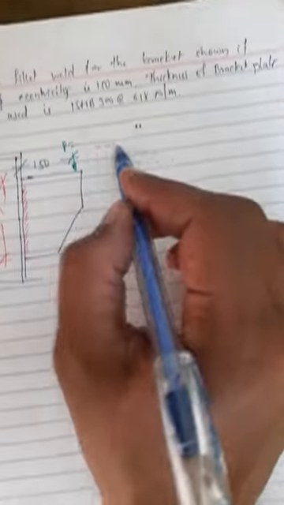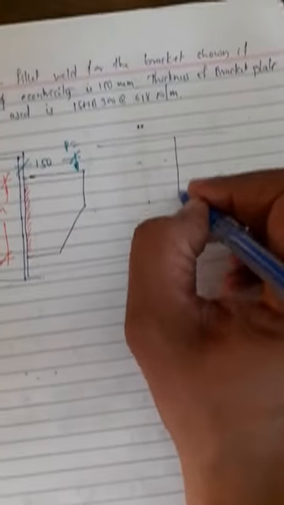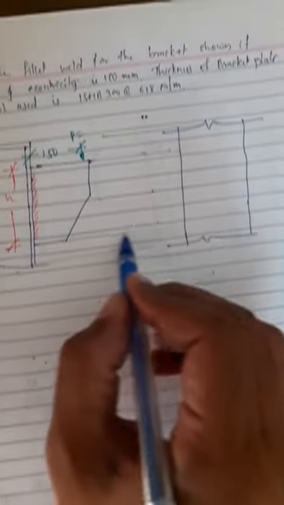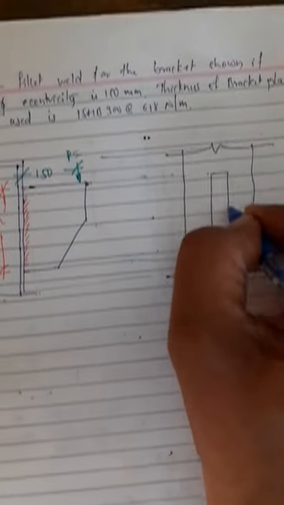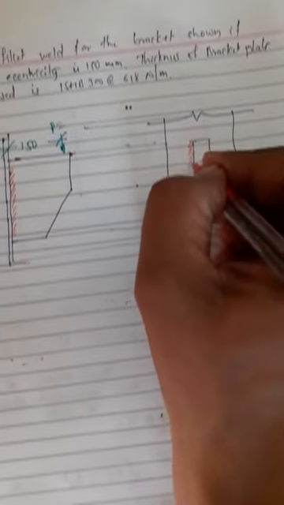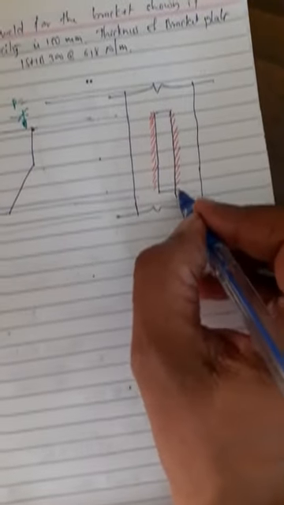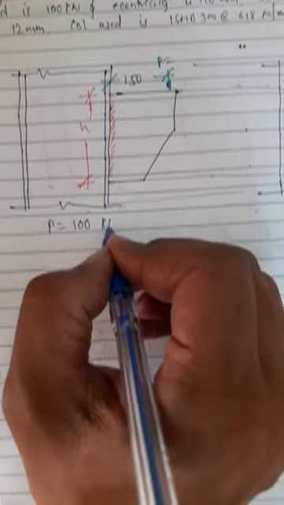Let me draw another view. So this is the view of the flange of the I section, ISHB 300. This be the bracket. For this bracket we are going to provide weld of thickness T on both these sides. Let P is equal to 100 kilonewtons.